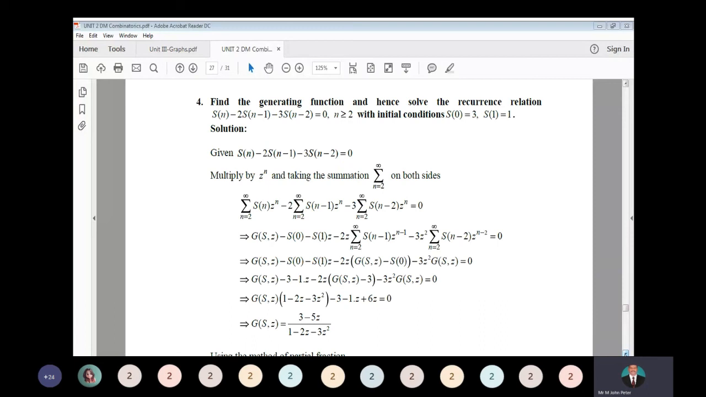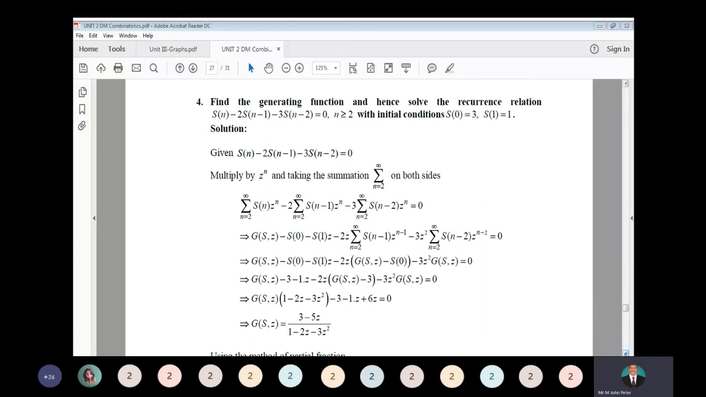Next, minus 2 is taken outside, and you will get summation n equal to 2 to infinity s of n minus 1 z power n minus 1. Make it the same group, that's what they have done. Then minus 3 z square. For s of n minus 2, take z square as common.